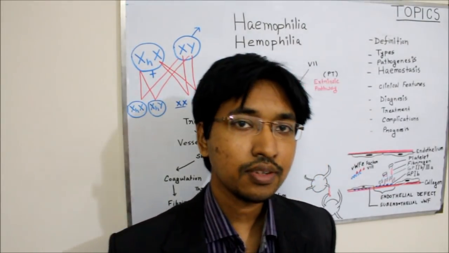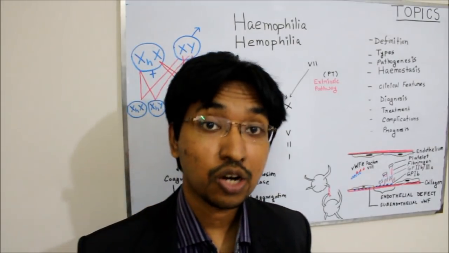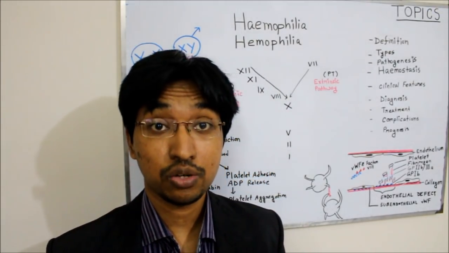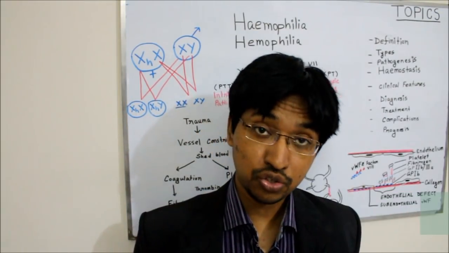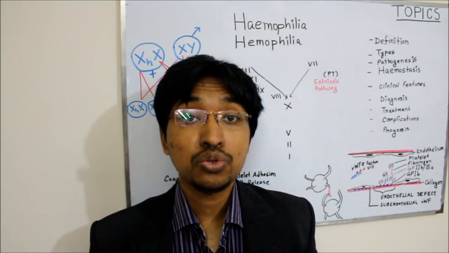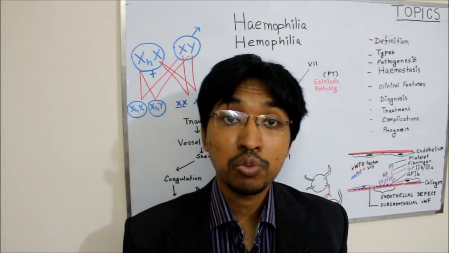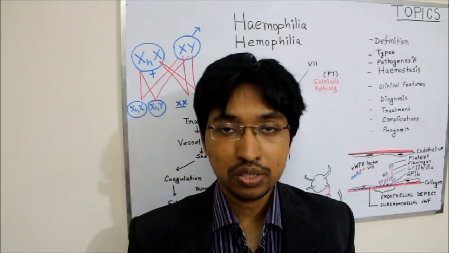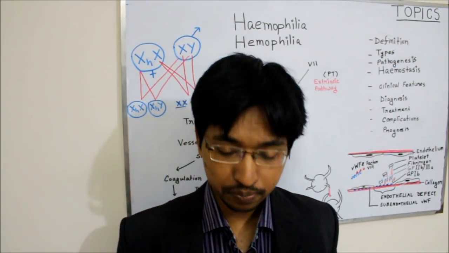Okay, so now that we have discussed the definition and types of hemophilia, we will talk about the pathogenesis of hemophilia. Like I said earlier, hemophilia occurs due to deficiency of clotting factor 8 or clotting factor 9, and that deficiency is occurring due to some genetic lesion in the genes responsible for making these clotting factors, and those genes are located in the X chromosome.